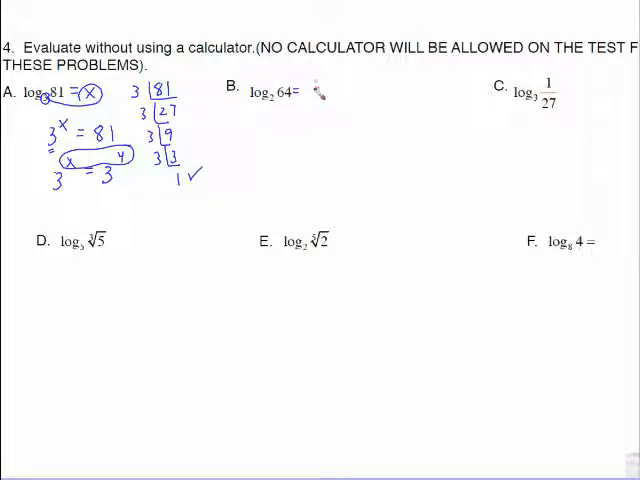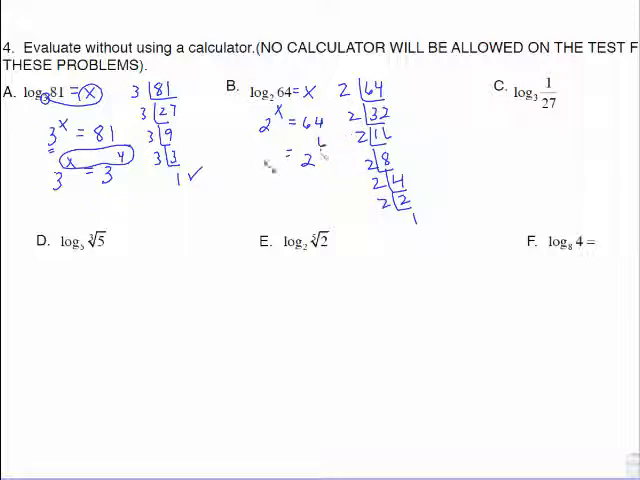Same exact steps over here, put equals x. This is 2 to the x equals 64. I need to find out what power goes on 2 to make 64. So I will do the division. This comes out 32. 2 into 32 is 16. 2 into 16 is 8. 2 into 8 is 4. 2 into 4 is 2. And 2 into 2 is 1. So 64 is the same as 2 to the 1, 2, 3, 4, 5, 6. So if 2 to the x equals 2 to the 6, then that means x must equal 6.